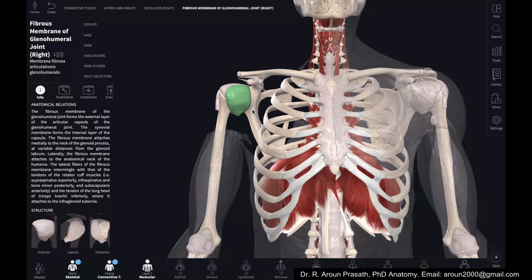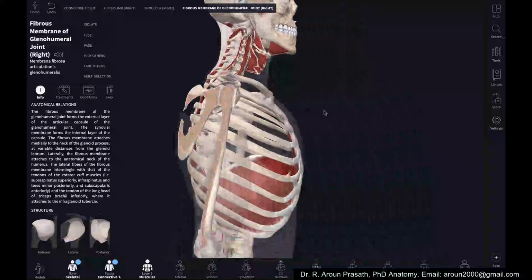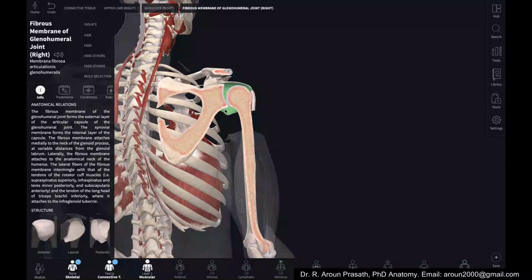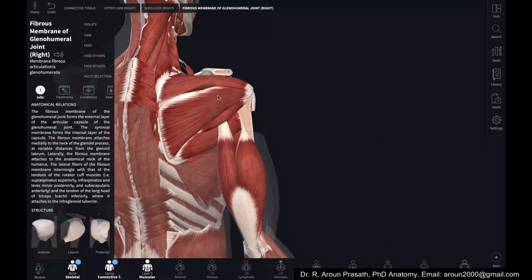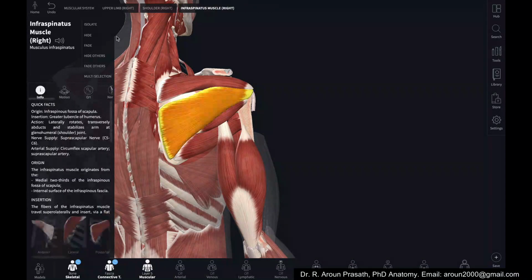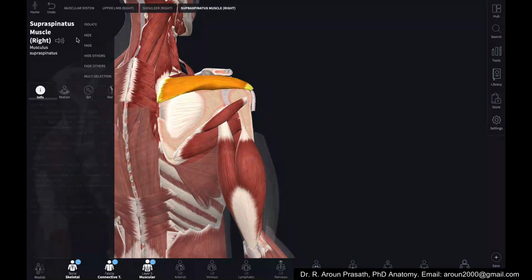So this is happening because of this kind of complicated anatomical arrangement. In the inferior aspect, the joint capsule is very lax, very loose, and that's why inferior dislocation of the joint is common. And moreover, you can see now this biceps muscle tendon is entering into the joint as an intracapsular structure. I will show you now.